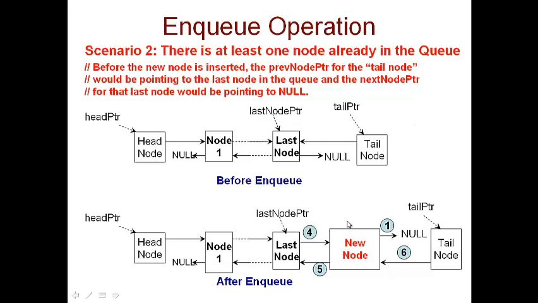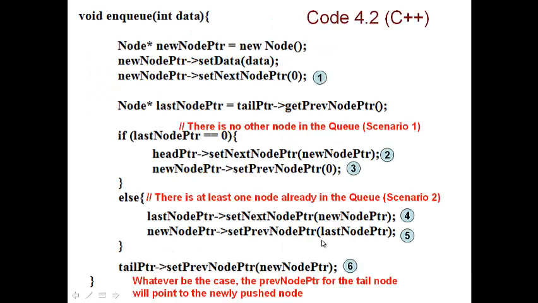So now a new node is the last node of the queue, so we already set its next node pointer as null. Now we have to link it up with the rest of the doubly linked list. The last node's next node pointer is going to be the new node pointer, storing the address of the new node. That is what statement 4 is doing: last node's next node pointer is new node pointer.